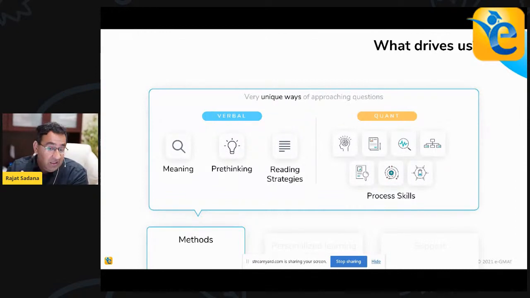We completely revamped our quant course. We introduced the notion of process skills in the quant course. Anyone who's seen our quant course has seen the impact of this. So that was the first investment that we made.